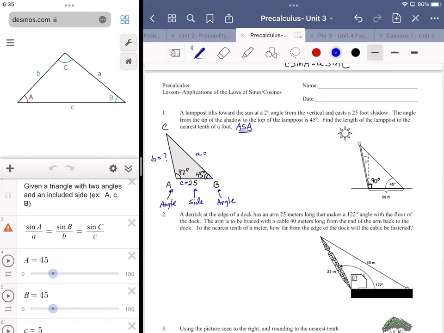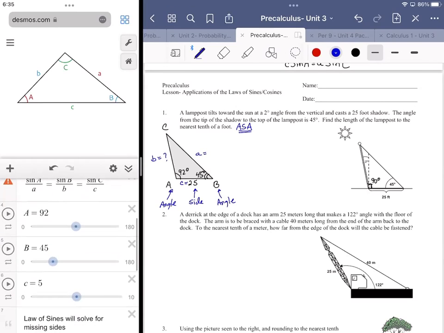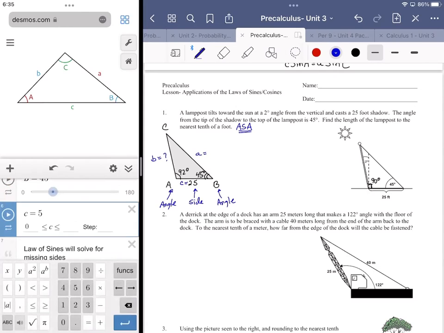So angle A is 92. Gotta get it on that 92. If not, you just, oh, I had it and I lost it. Okay. B is 45. We're good there. And C is 25. My slider only goes up to 5. So I'm going to tap on that and pop into 2.